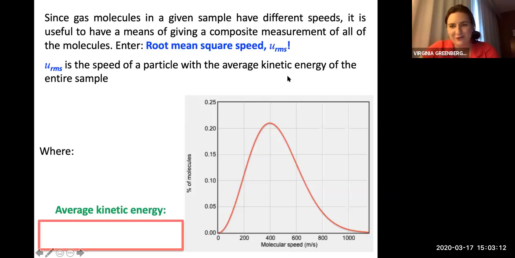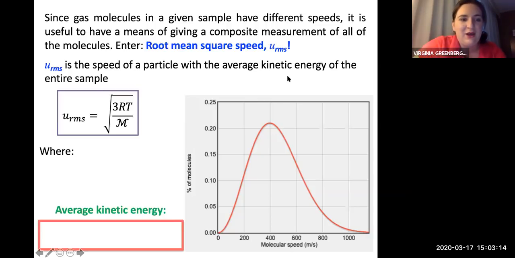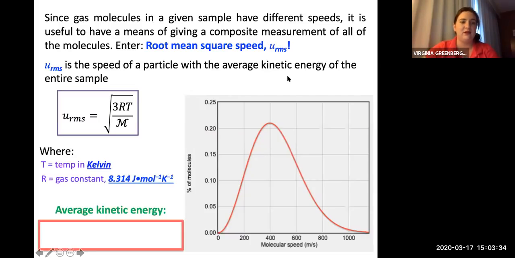And of course, we have an equation to describe this, where we say that the RMS speed is equal to the square root of 3RT divided by M. And that is, of course, on the data sheet. For this equation, we'll use temperature in Kelvin. And that R is going to be a fancy gas constant. In this case, we'll use 8.314 joules per mole Kelvin.